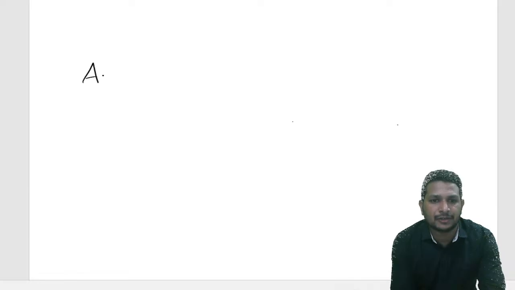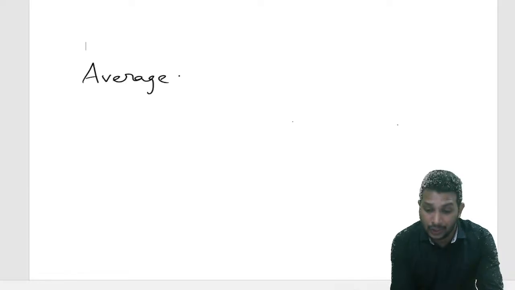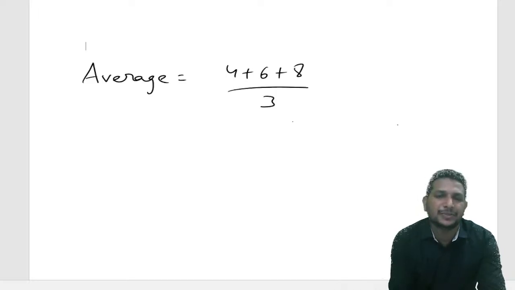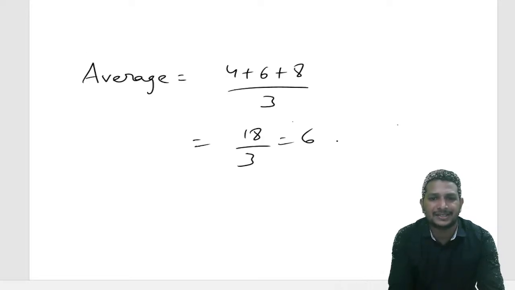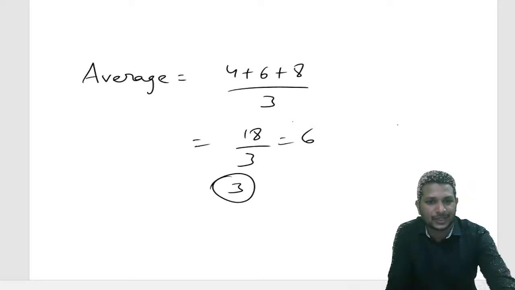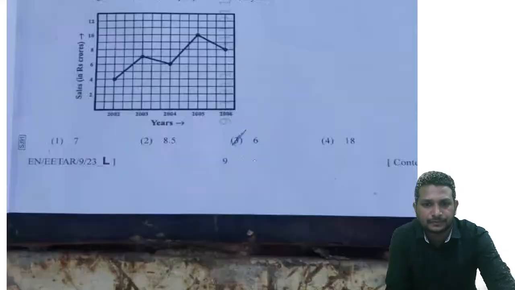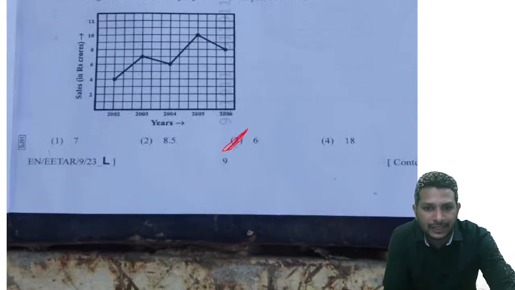So average equals, in 2002 we got 4, and 2004 6, and 2006 8. Average means sum of observations by number of observations, right? 18 by 3. So the answer is 6 crores. That's nothing but option 3 is the answer. Okay. Next. Let's see the next question.